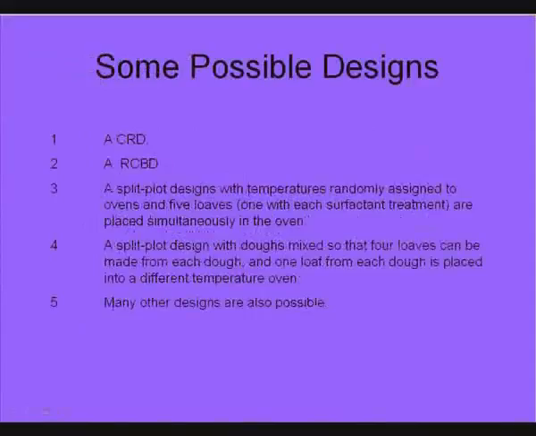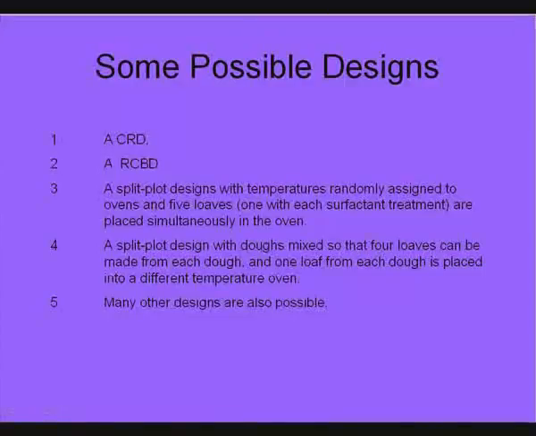Some possible designs that one might use here is a completely randomized design. If we're going to make 40 loaves in a completely randomized design, then we have to do 1 loaf at a time, and we have to choose randomly which one of the 20 combinations we're going to do. It's a very inconvenient way to do the experiment, because it takes a long time. You've got to have 40 different bakes, you've got to mix up 40 different batches, and it's going to take you a long time to do that experiment.